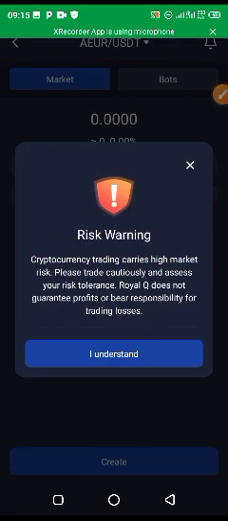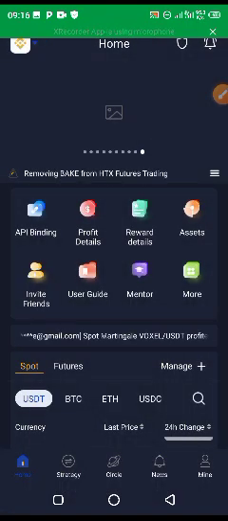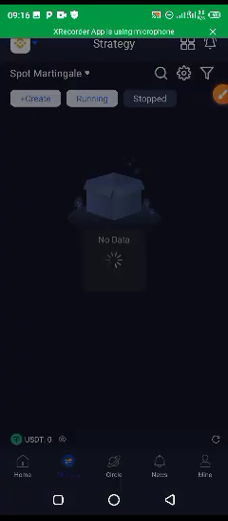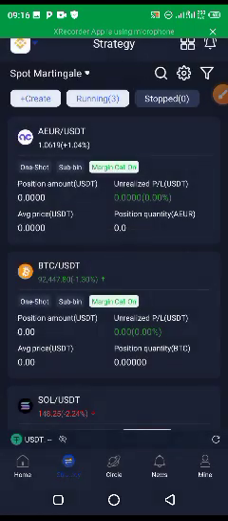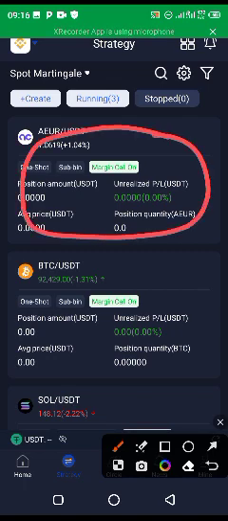Okay, now you can go back to the strategy and see whether your coin is set. This is the strategy. You can see the coin is now there. The coin is there waiting for the preset price to come, and once it comes, it will buy immediately.